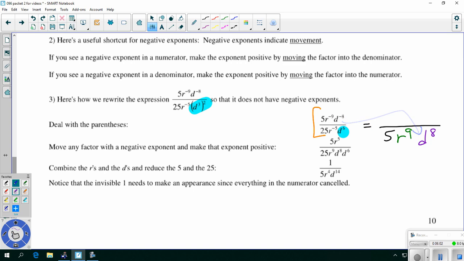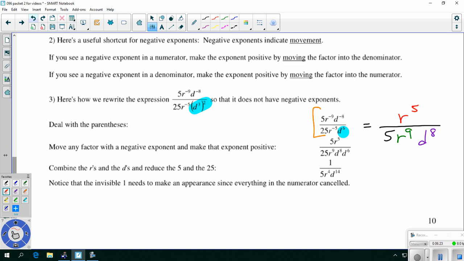Okay, everything on the top has been accounted for. Let's move to the bottom now. 25 has already been reduced. Next up is this r to the -5. It has a negative exponent, which means you move it. In this case, it was on the bottom. So we move it right up there and make it a positive exponent, r to the +5.